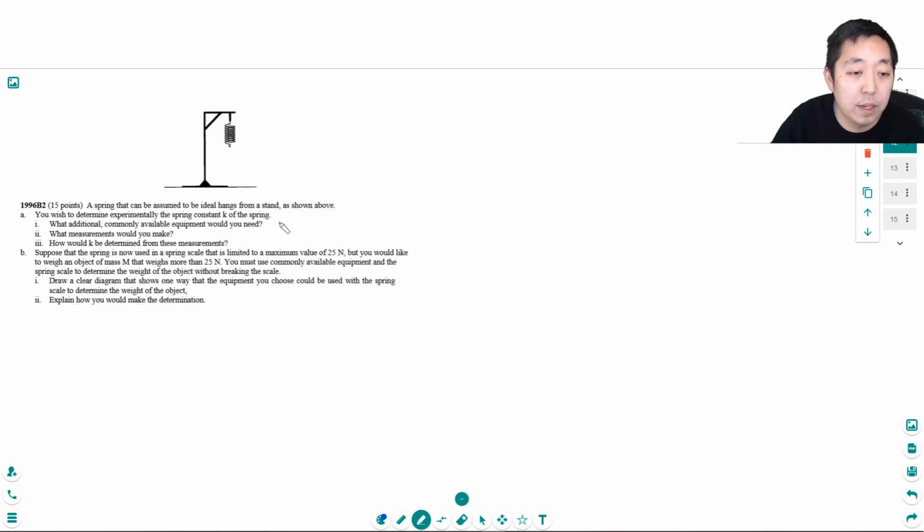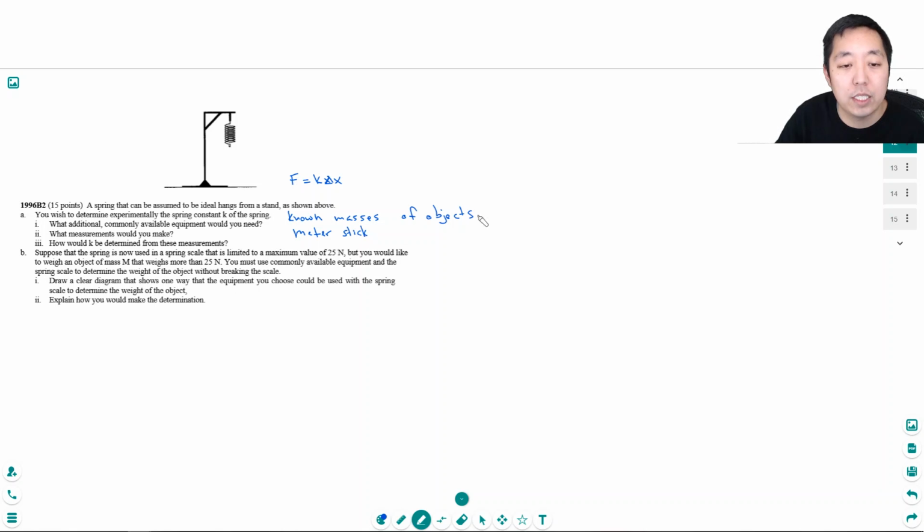Here I would just simply use F equals k delta x, and I would apply different forces downward and take different measurements of the displacement. How I would apply different forces is by using known objects with known, different masses, and a meter stick.